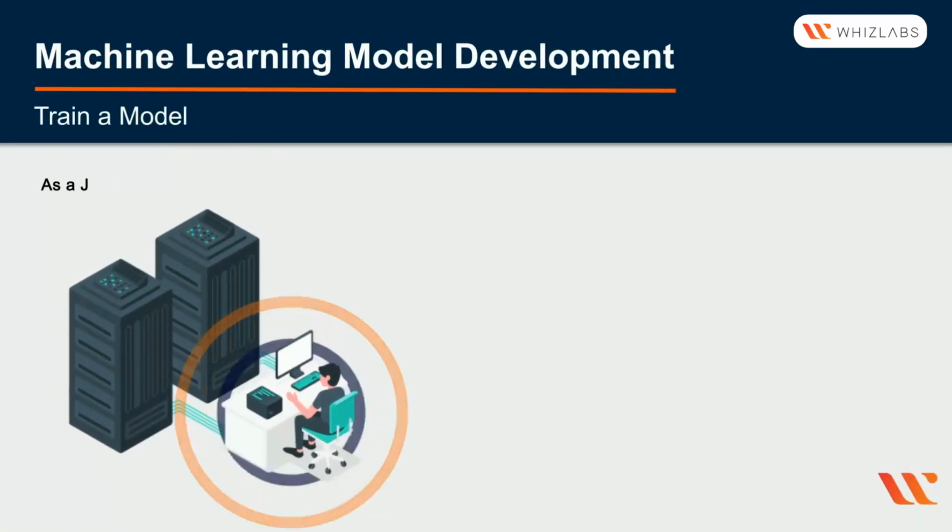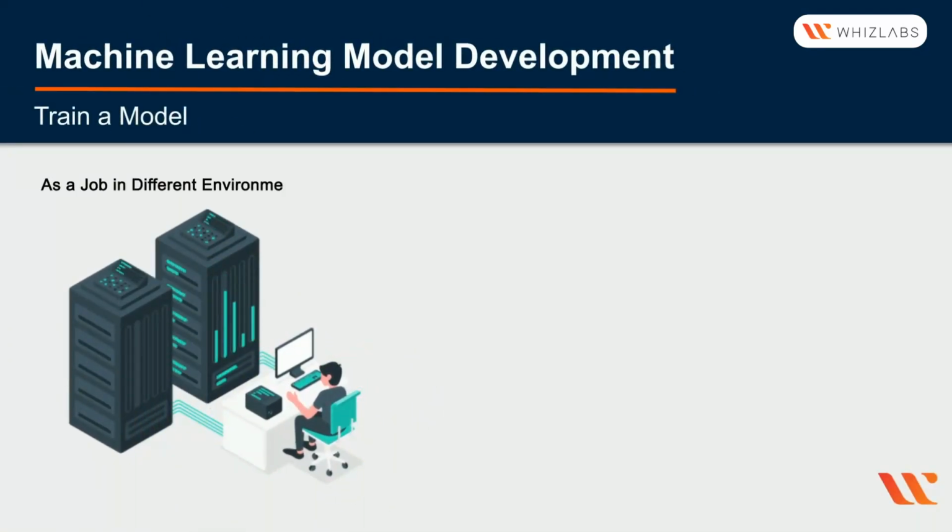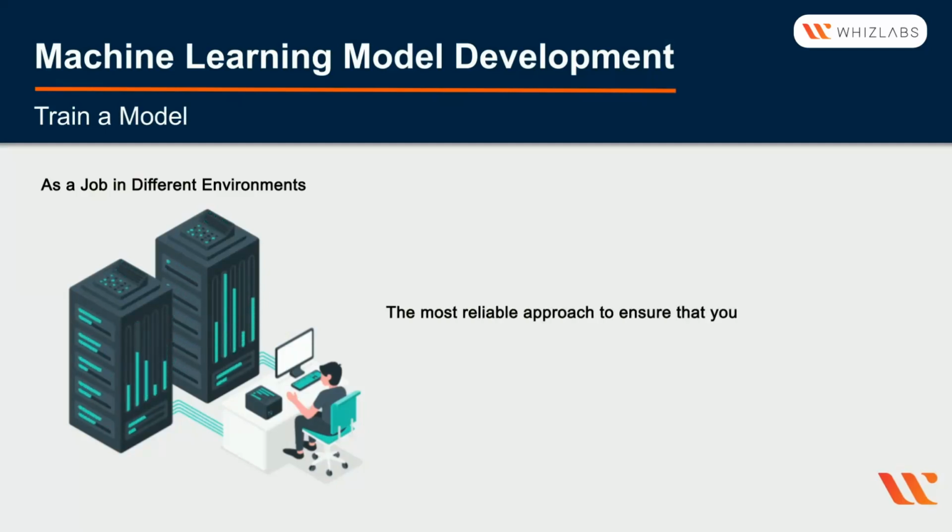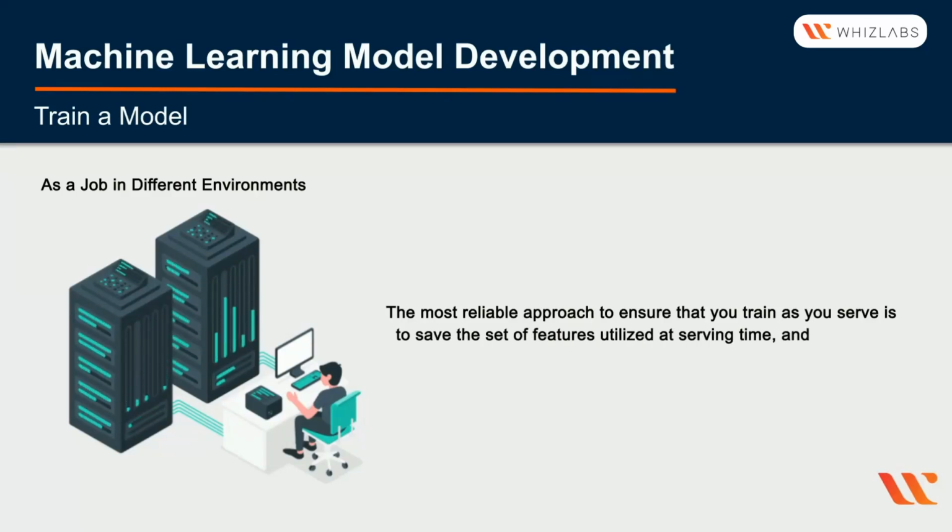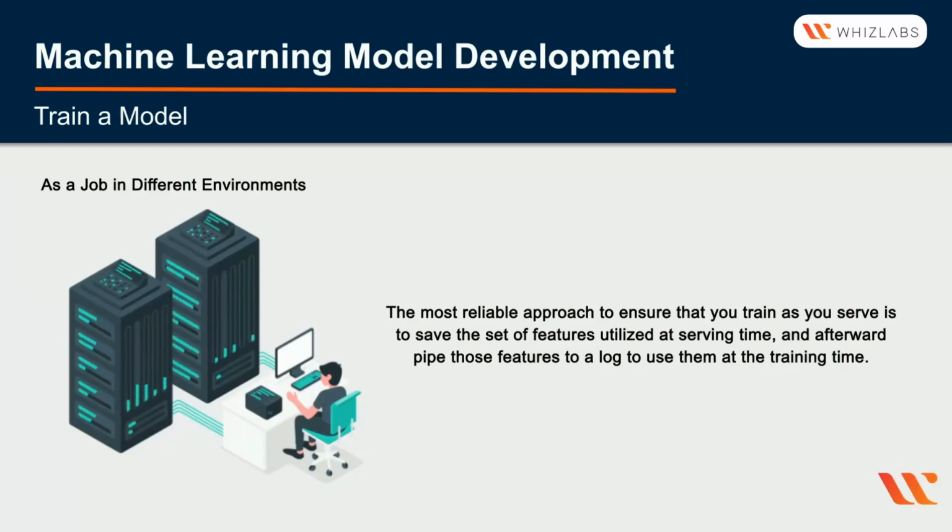Training a model as a job in different environments. The most reliable way to make sure that you train like you serve is to save the set of features used at serving time and then pipe those features to a log to utilize them at training time. In static training, the model is trained offline, while in dynamic training, the model is trained online. So let us understand them in detail now.